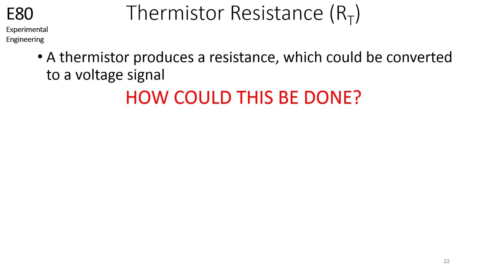So, the output signal of a thermistor is a resistance. However, the devices that you use to record signals in your underwater robot may only be able to take in voltage signals. How could you convert a resistance into a voltage signal? You may have encountered this already. As a review, you can convert a resistance into a voltage using a voltage divider.